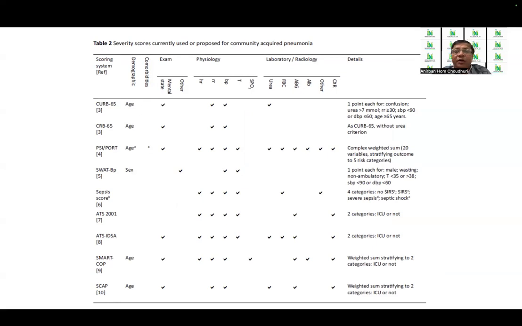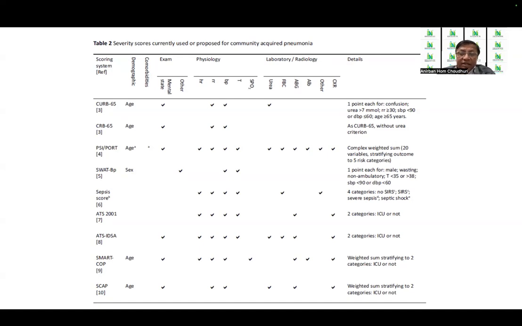In CURB 65, 1 point is given for confusion, urea more than 7 millimoles, respiratory rate more than 30, systolic BP of less than 90 or diastolic less than 60, and age 65. If we see the pneumonia severity index, it considers these variables, but increases the number and uses a complex weighted sum. So these are weighted. Definite statistical methods are applied to find out the weighted sum. And 1 point each is given for variables like male sex, wasting, non-ambulatory status, etc.